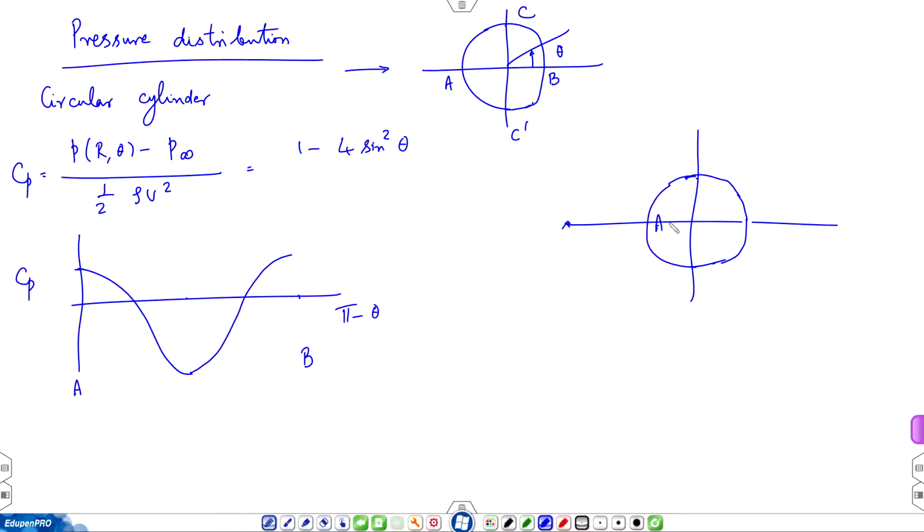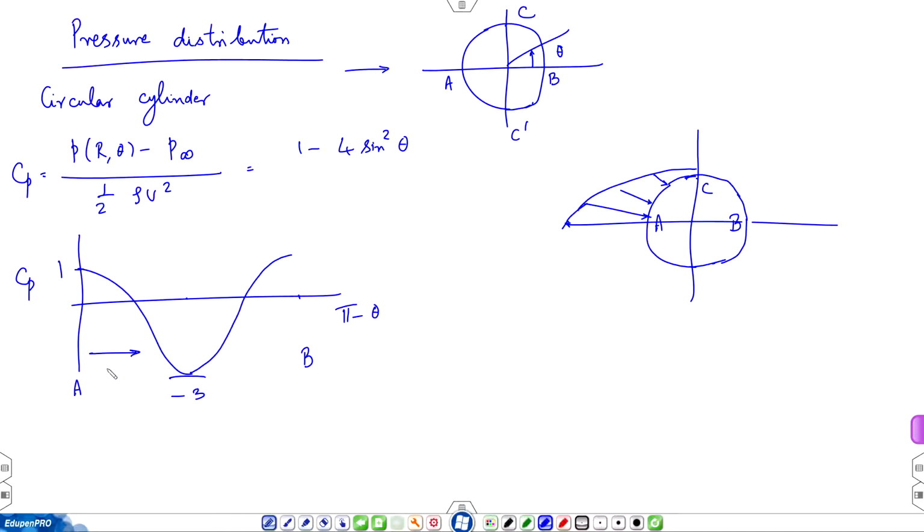At point A, this is point B, this is point C, it is plus 1. So, it is a maximum at A and B, and it becomes negative, but let me show that negative quantity like this. Pressure progressively decreases from A to C, right? From this is A, from this is 1, and here it is minus 3. It progressively decreases.